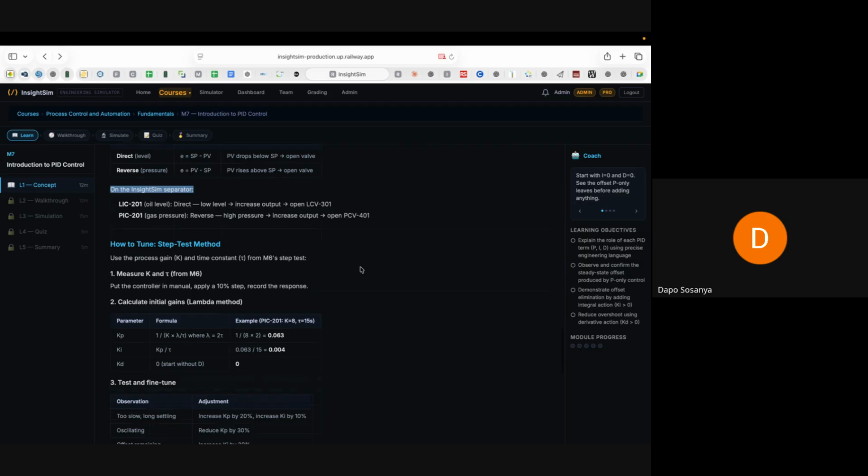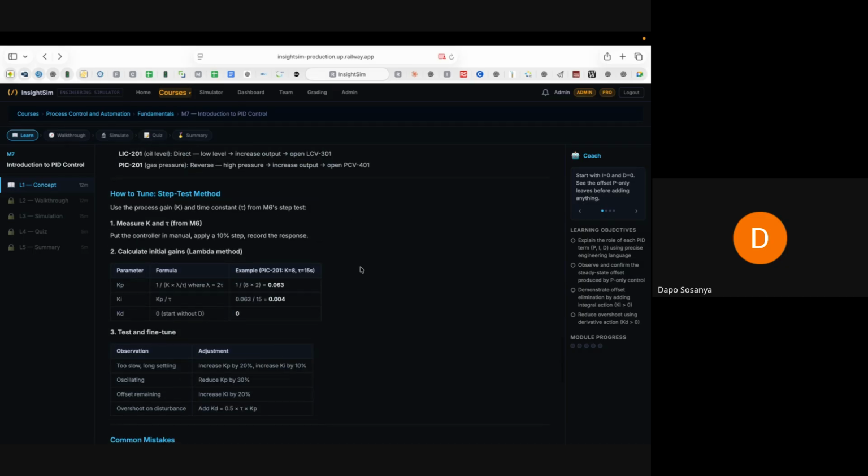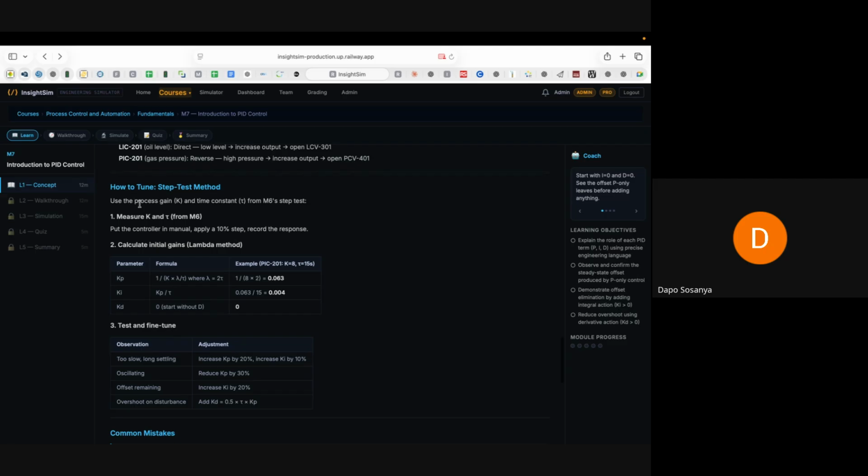All right. Then how to tune. So you use your process gain and time constant, right? With your step test, you measure K and your time constant. There is a way you measure it, right? You put the controller in manual, you apply a 10% step, and then you record the response, and then you calculate the initial gains. So that's a lambda method, right?